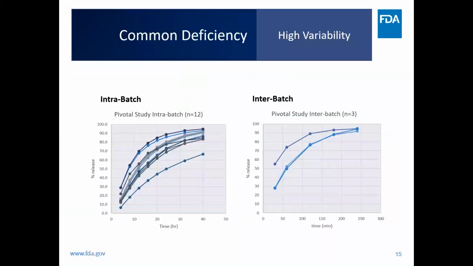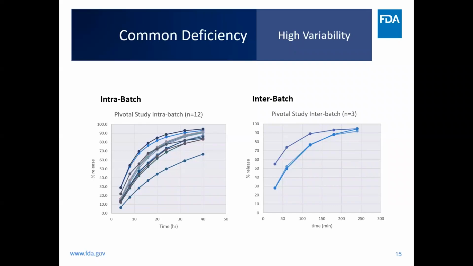For IVRT data, high variability is one of the major deficiencies across the different ophthalmic formulations. So we typically recommend 12 units per batch and 3 batches per test and reference product. The left side graph showed high unit-to-unit variability. Around 20 hours, the maximum difference of the release between the units was almost 40%, which brings a question about your IVRT method.